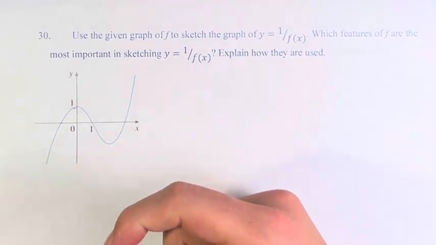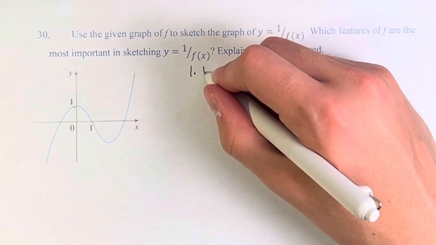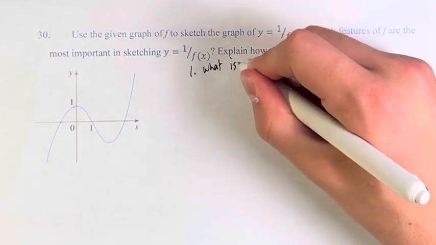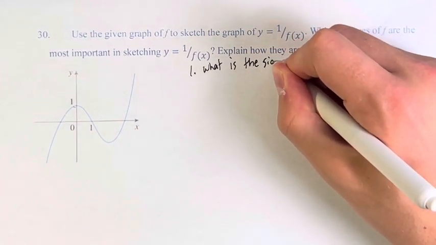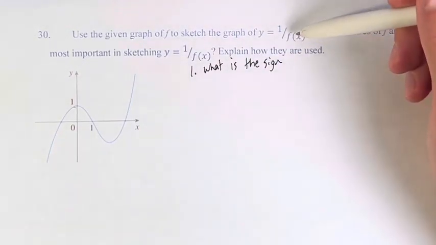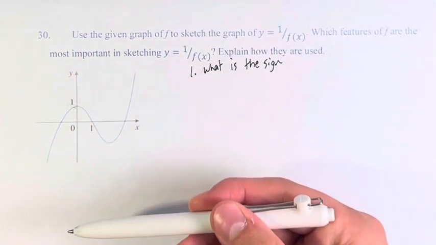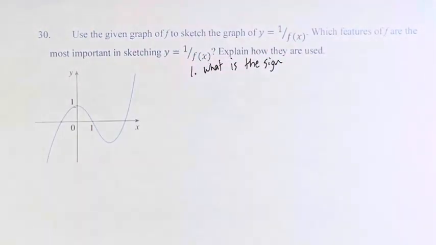The first is what is the sign of the value of the function? Is it positive or negative? Because 1 over a positive number is positive, and 1 over a negative number is negative, so you have to stay on the side of the x-axis that you were originally in.